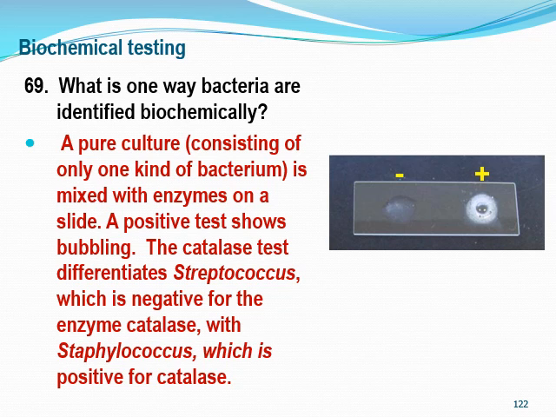It's made with different enzymes, right? We take the pure culture, put it on a slide, and mix it with enzymes, and a positive test shows bubbling, which you'll see right there where the plus is. The catalase test differentiates Streptococcus, which is negative for the enzyme catalase, from Staphylococcus, which is positive for catalase. Sometimes we have to determine whether it's staph or strep, and this is one of the tests that can distinguish whether our patient has staph or strep from the colony that grows out.